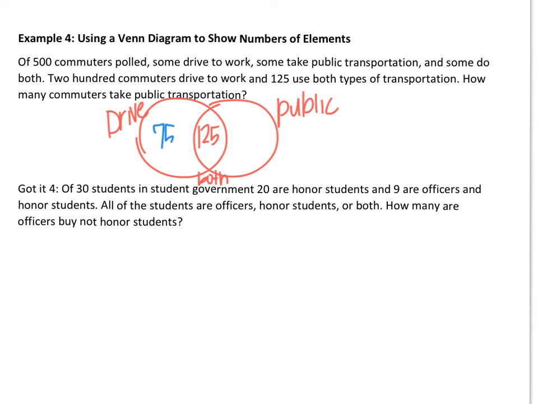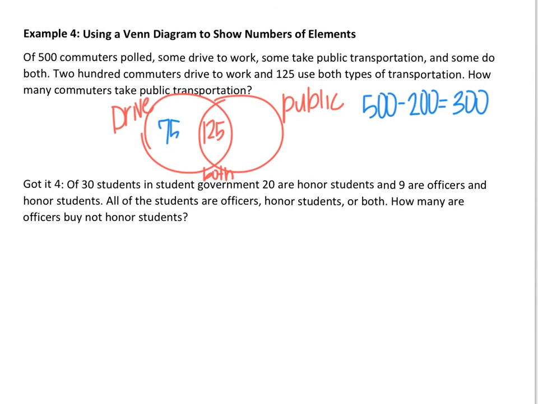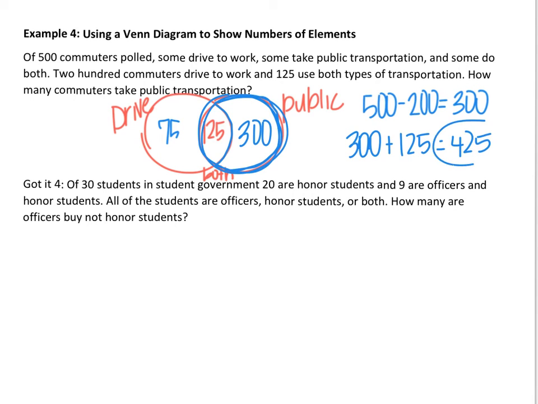So I've got 500 I'm polling. Right now I know the outcome of 200 of them, so I've got 300 people. And that 300 people is just in this part of the circle right here. That's the unaccounted part. So there's 300 in here. So all of them together is going to be 300 plus 125, which is 425. So 425 of them take public transportation, either all the time or every now and then.